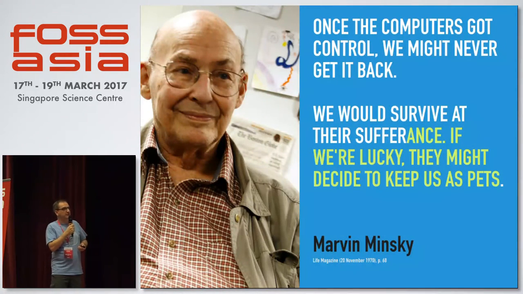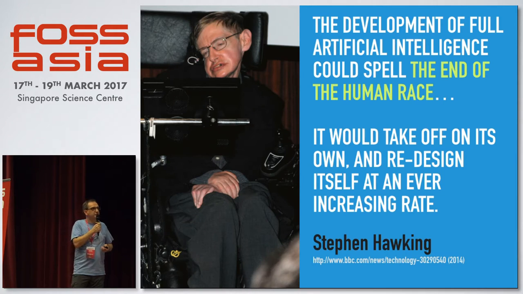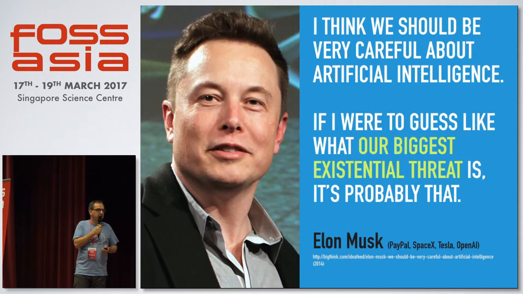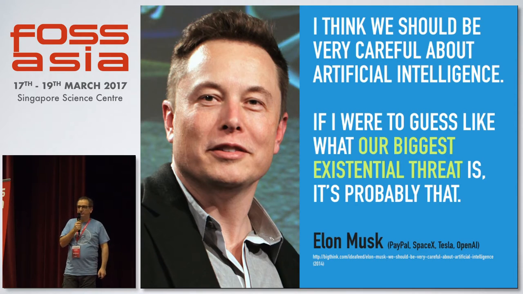People warn about artificial intelligence. Like Marvin Minsky says, we are lucky they might decide to keep us as pets. They are so strong. And Stephen Hawking says, it will be the end of the human race. Elon Musk says it's our biggest existential threat. He's the founder of PayPal, SpaceX, and Tesla. And he also founded OpenAI. OpenAI is the answer to this threat.